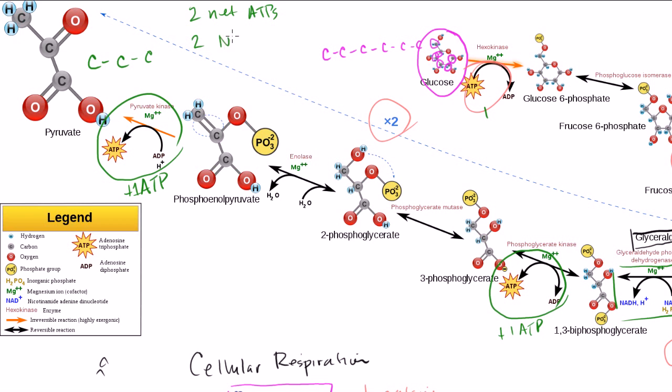and 2 NADHs that can later be used to produce ATPs.